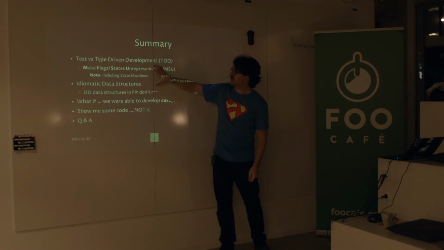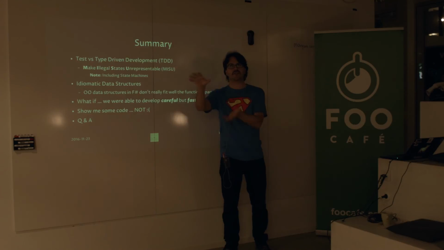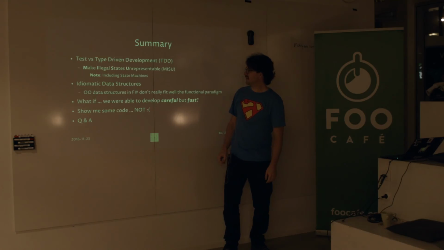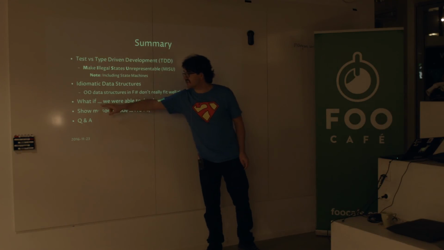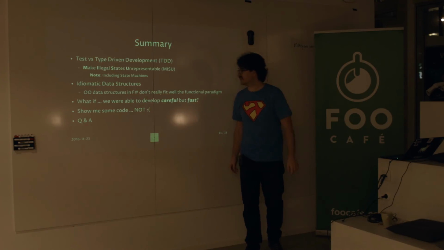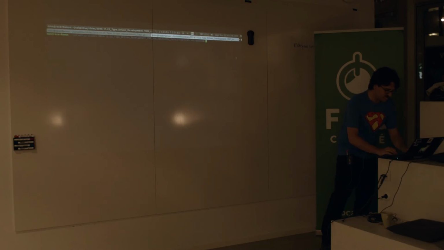Idiomatic data structures: we try to do everything here very soundly, but let's use something that doesn't make us lose all this soundness that we try to achieve with this approach. And this is going to be my punchline. What if we were able to develop carefully, like the medical industry, aerospace, planes, whatever, but fast? What if we were able to combine the best of both worlds? And an example of that is the Jane Street guys. No code, sorry, I can show you something, but it's too dark to see, probably.